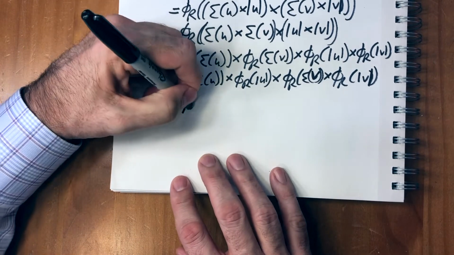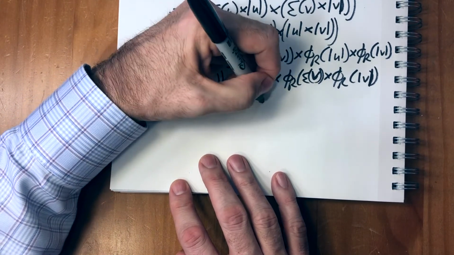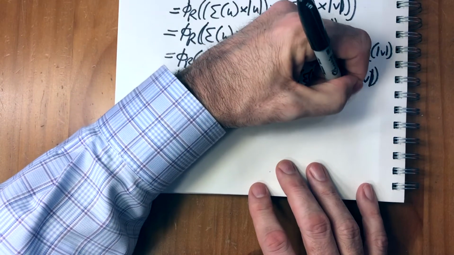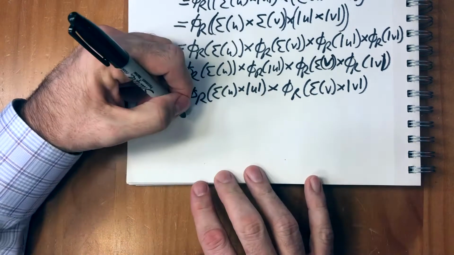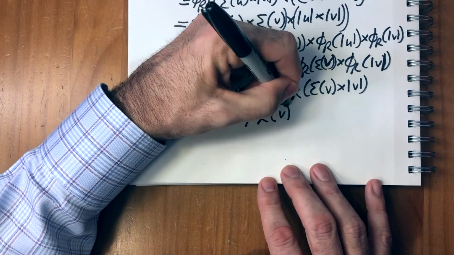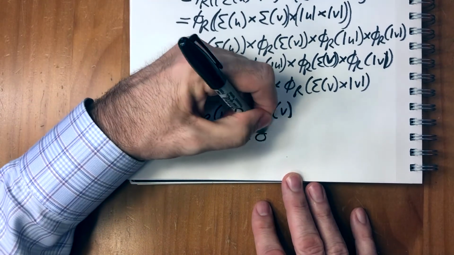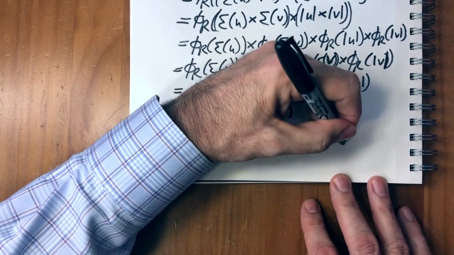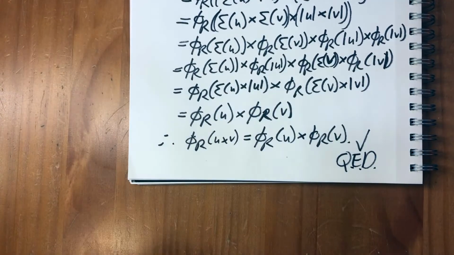We can group these. Phi r of sigma u times absolute value of u times phi r of sigma v times absolute value of v, right? Finally, sigma u times absolute value of u is u, so we have phi r of u, same with v, times phi r of v. That's it. Therefore, phi r of u times v equals phi r of u times phi r of v. QED. Okay, we are done.